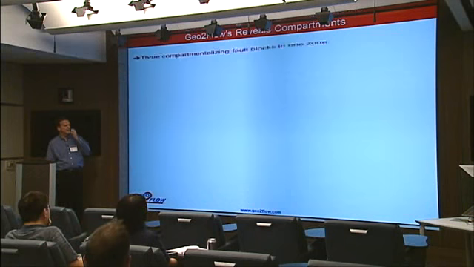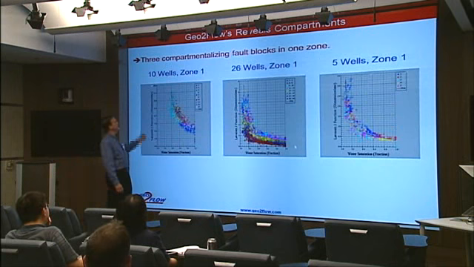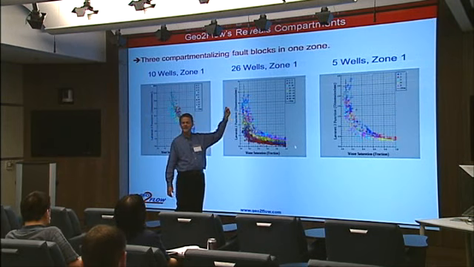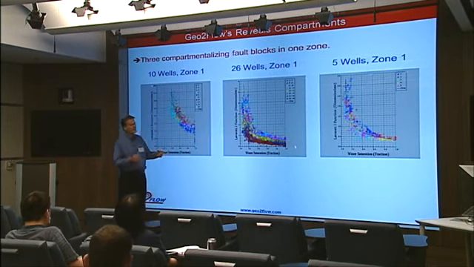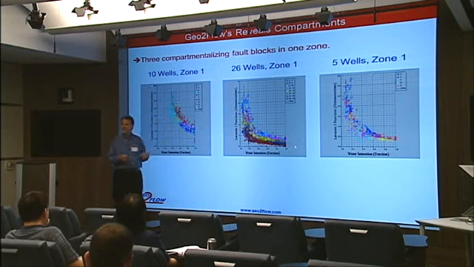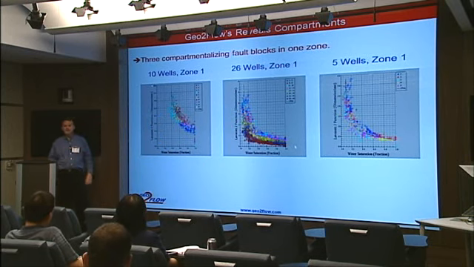Now, here's what happens when you tie it to a Petrel model. Here's exactly the same data, but this is 10 wells in one zone, 26 wells in exactly the same zone, different fault block, 5 wells in a different zone, in the same zone, but a different fault block. Most of the scatter here and here has gone. Why? Because we've sorted out the different reference elevations, the different free water elevations. We see compartmentalization.